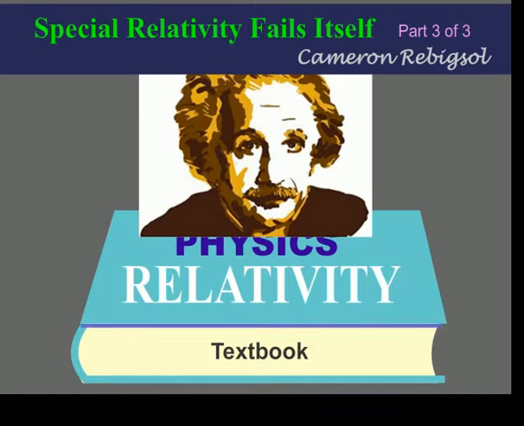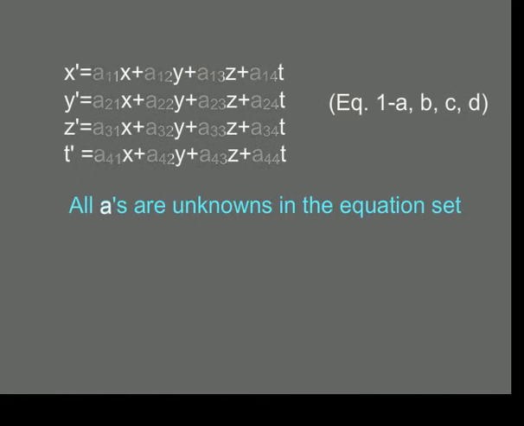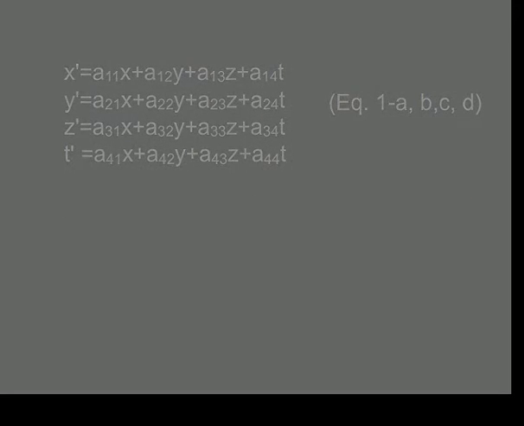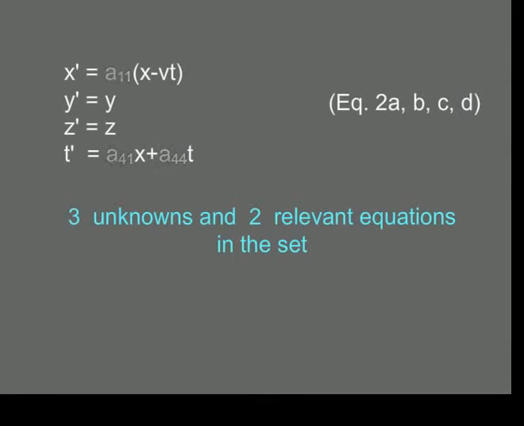With so much failure found from relativity, how has this theory been introduced in textbooks to students? To start, equation set 1a to d is normally found in textbooks with all a's to remain as unknowns. With many additional conditions, equation set 1a to d finally boils down to set 2a to d, with 3 unknowns, but only 2 relevant equations.